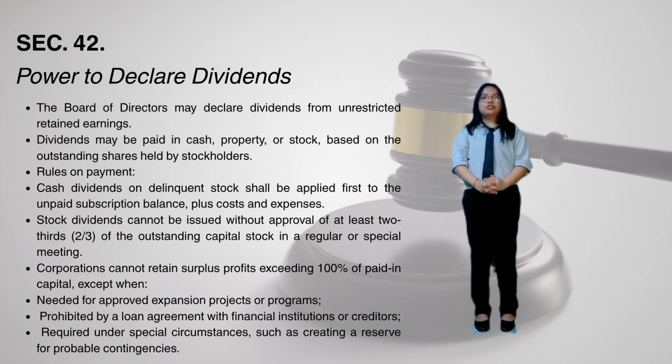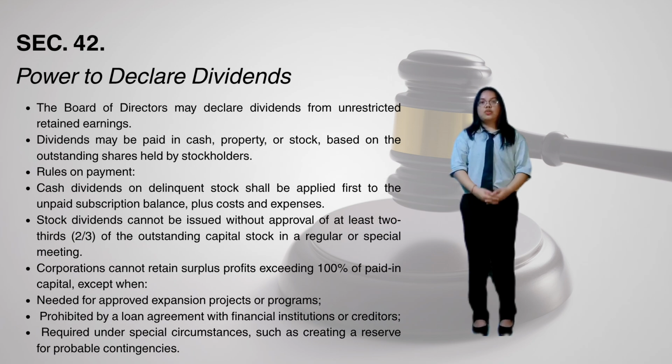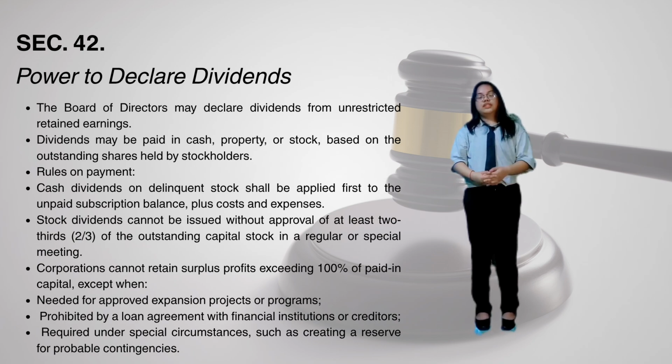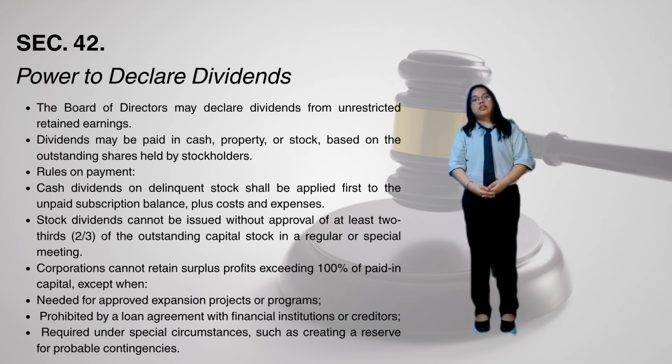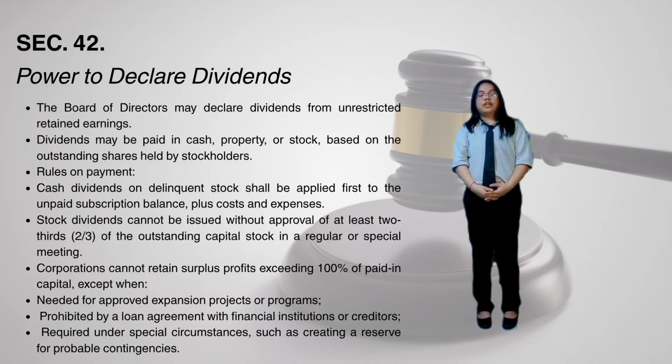Section 42, Power to Declare Dividends. The board of directors may declare dividends, which are profits shared with the stockholders, as long as they come from unrestricted retained earnings. Dividends can be given in money, property, or stocks, depending on what the board of directors decides. However, there are some important rules.